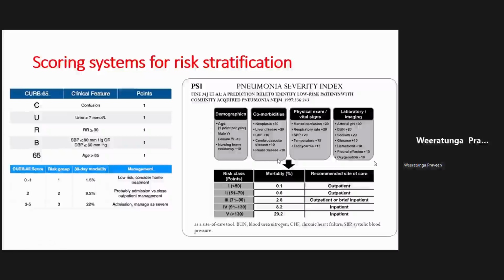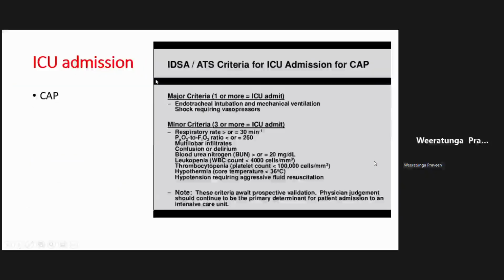Now, as you know, a subset of patients with pneumonia have very, very severe disease. And this is the spectrum, very severe pneumonias that need ICU admission. So in this, certain things you need to remember. All of this is common sense, right?